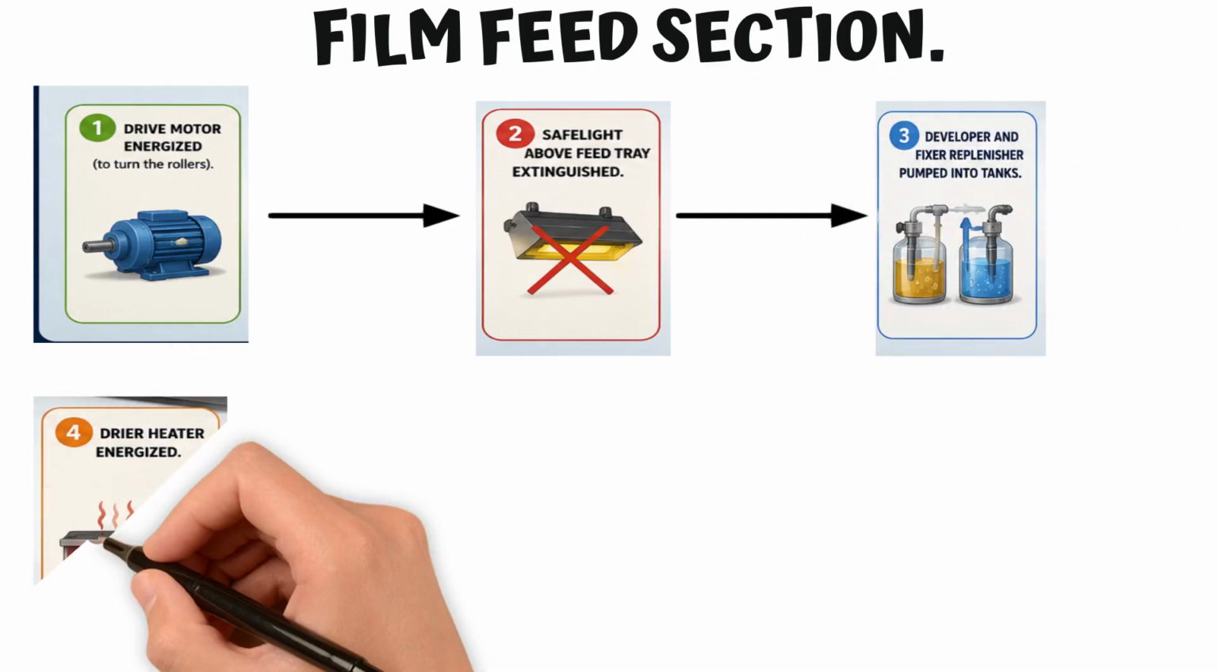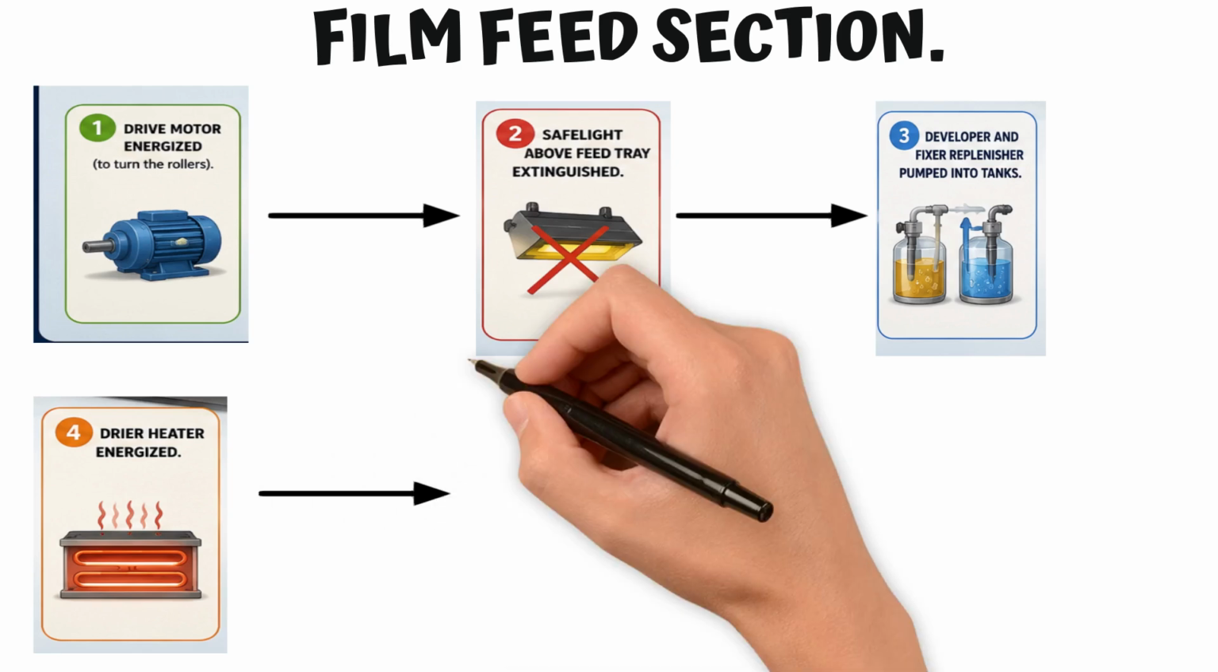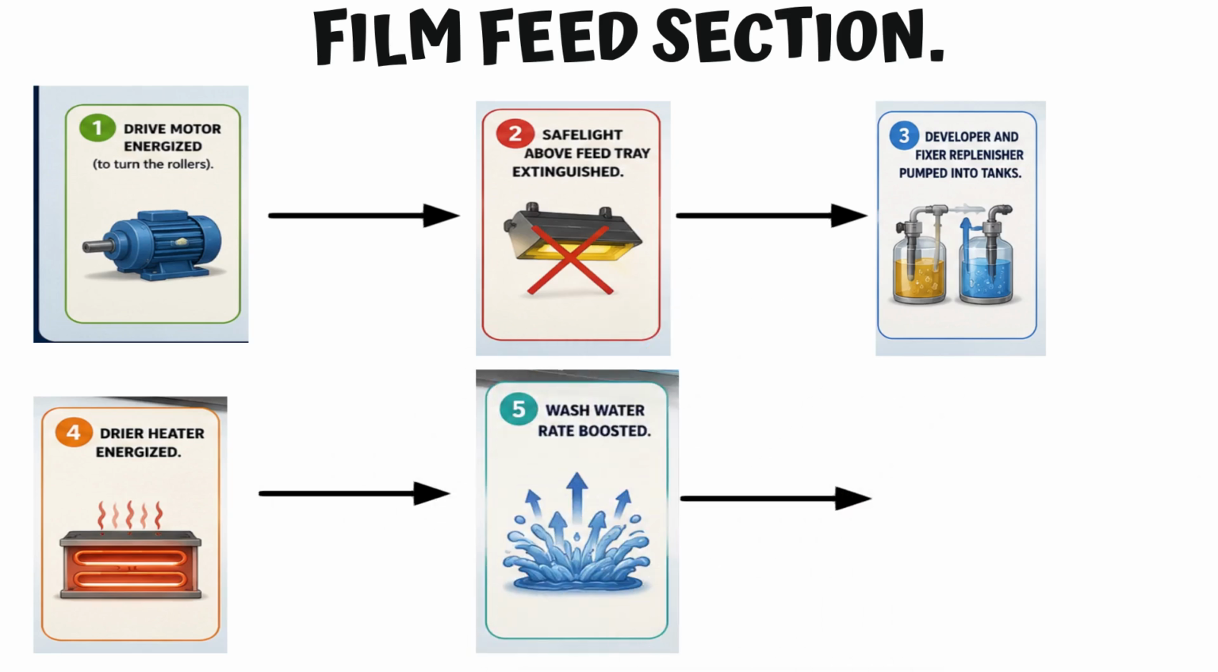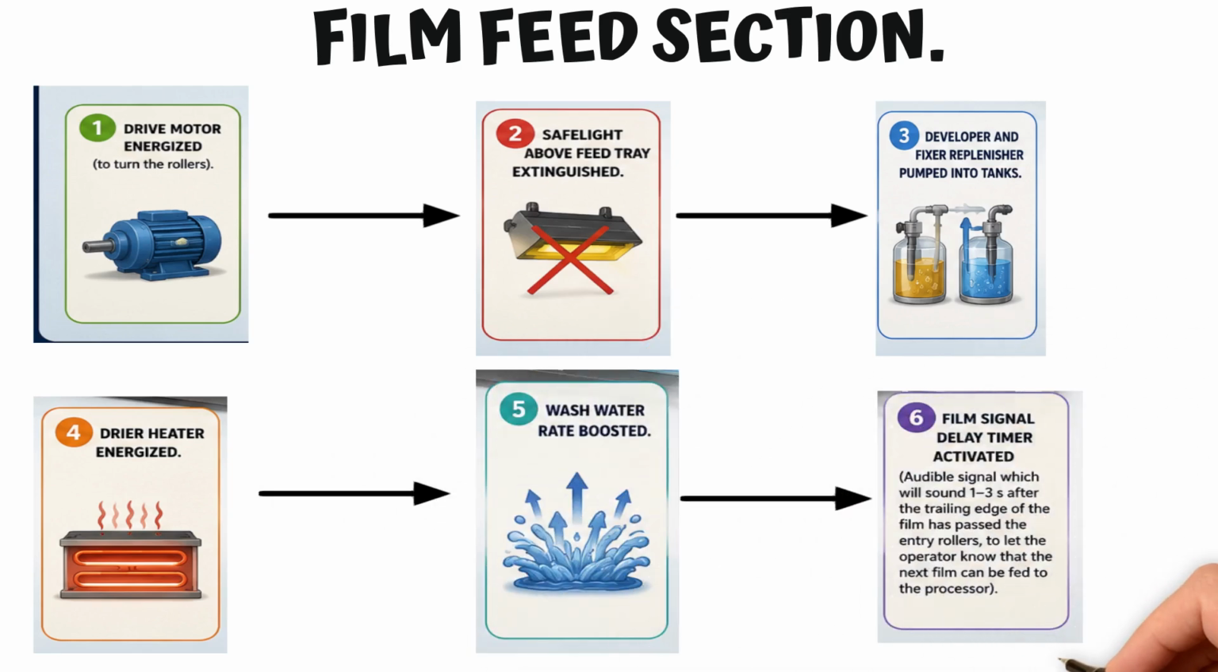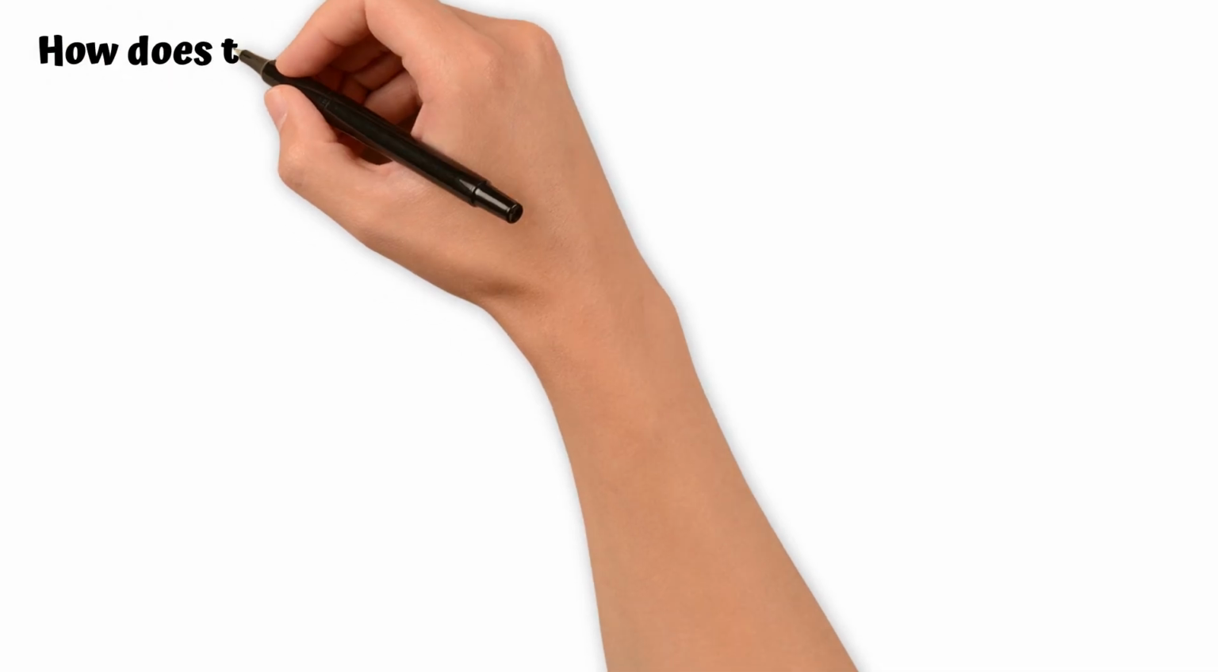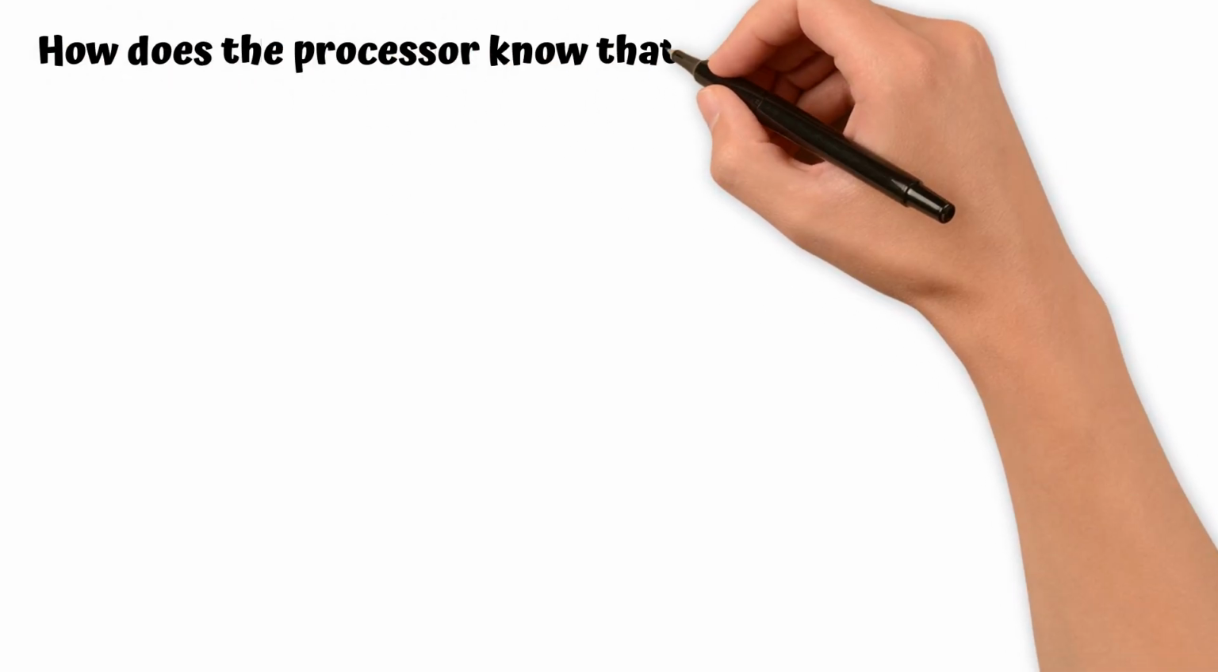The dryer heater comes to life. The wash water flow increases. And finally, a delay timer activates, producing an audible signal to let the operator know it's safe to feed in the next film. But have you ever wondered, how are all of these processes triggered automatically from a single action? In this video, we'll uncover the mechanism behind this seamless automation and see what makes the entire film processing system work in perfect synchronization. So, how does the processor know that a film has been inserted?